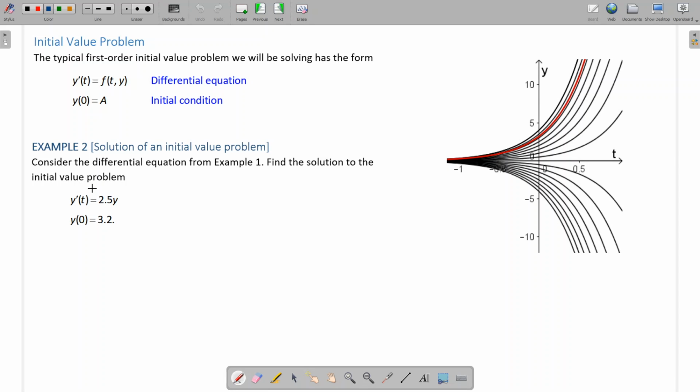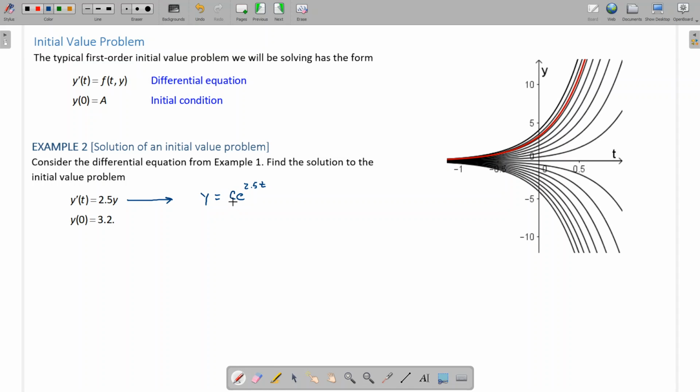So if we look at the same differential equation that we had in the previous example, this is the exact same one, but we've been given an initial condition. So we already know that the solutions to this are y equals c e to the 2.5t. Right? We just verified a second ago that this is what the solutions to this differential equation look like.